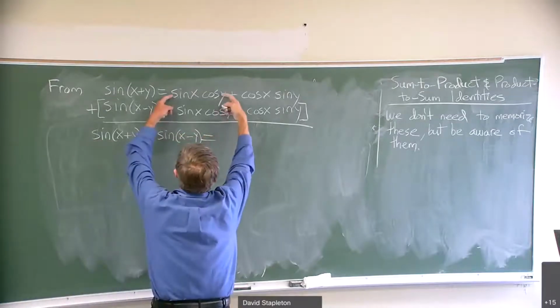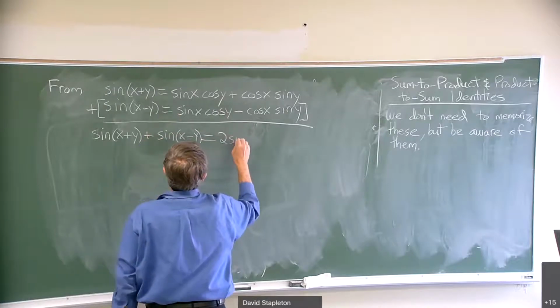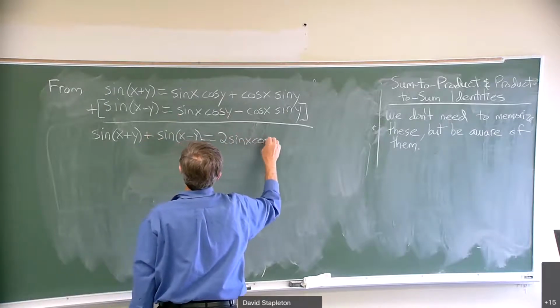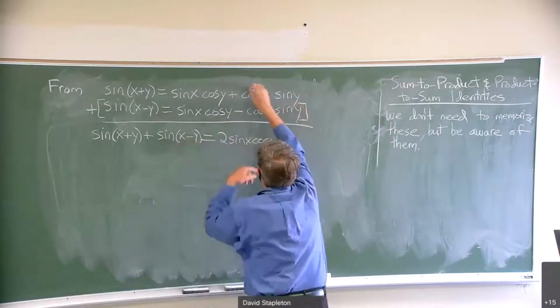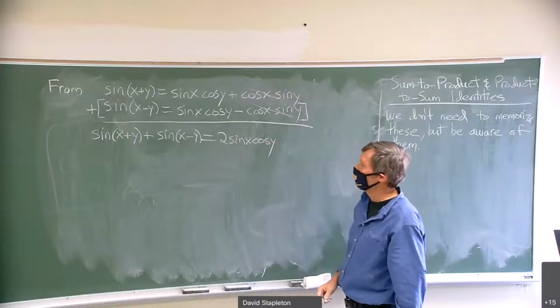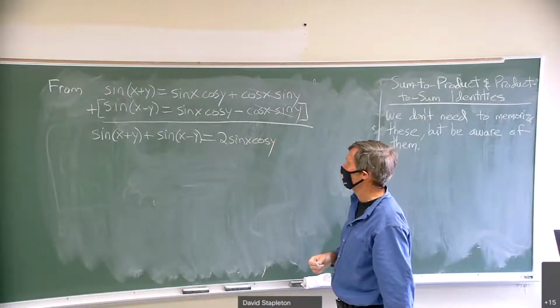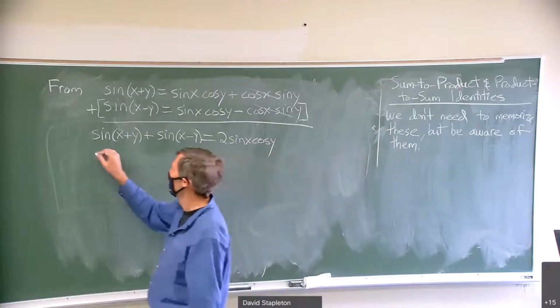And then I've got this plus this. Well, there's two of them, right? So I can just say it's twice sine x cosine y when I add them. And then these two cancel, right? When I add them down. And I have this. And now I realize if I were to divide this by 2 and switch sides, right?